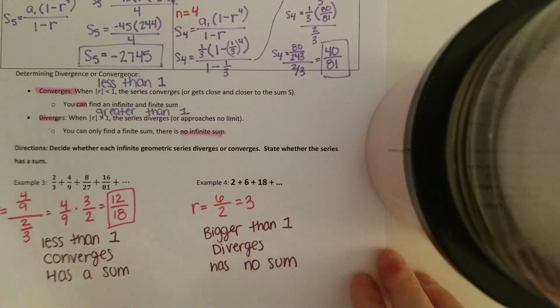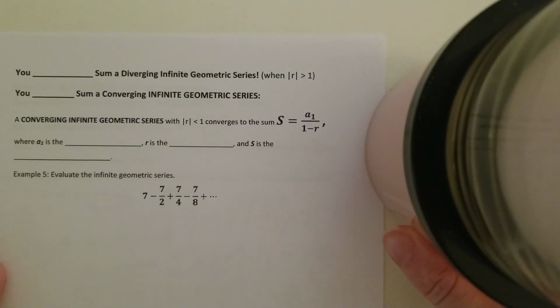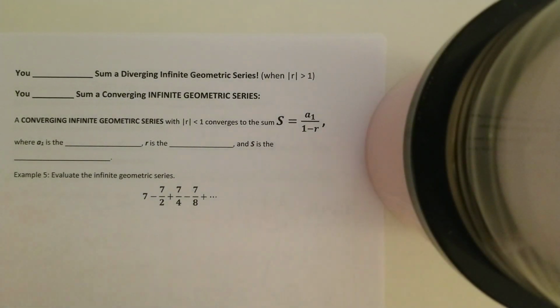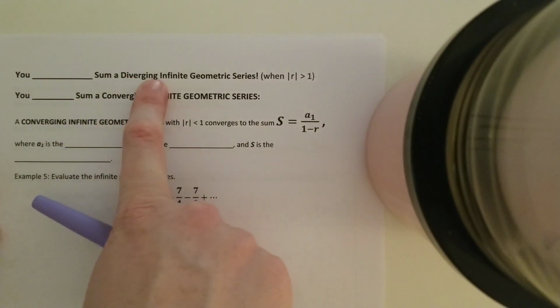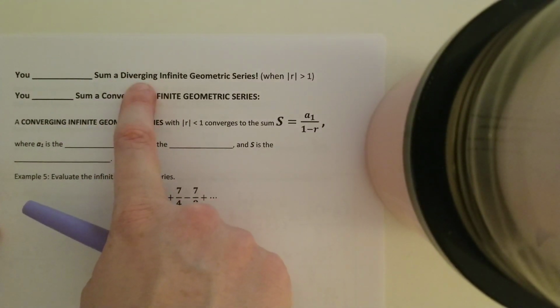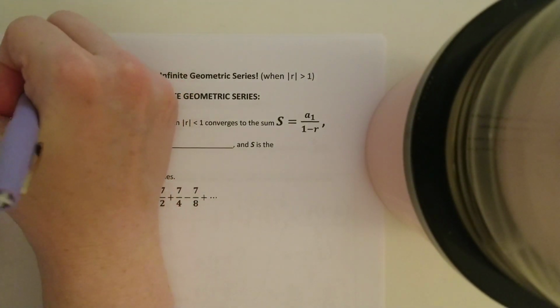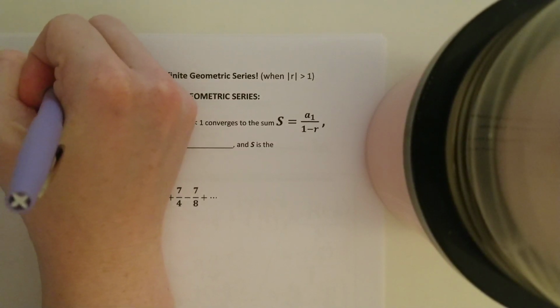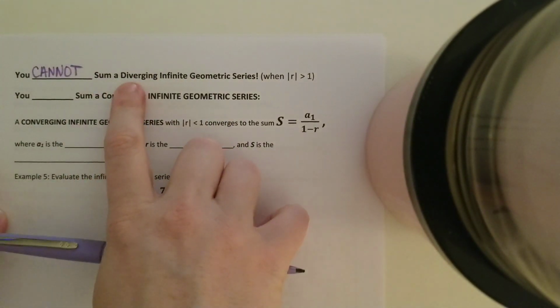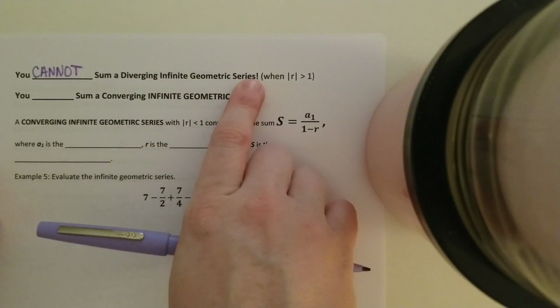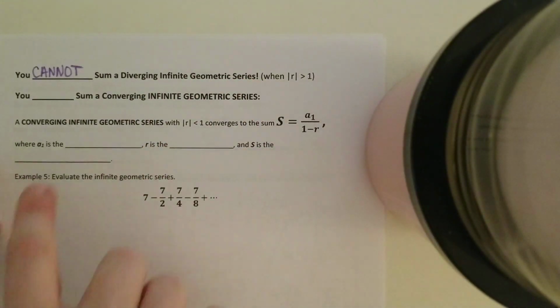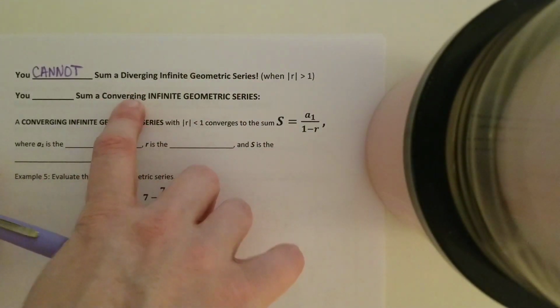All right, so we're going to flip it over to the next page. There's one last problem we're going to do. And just a little refresher at the top. So it says, you blank the sum if it's diverging. Diverging, no sum. So we cannot find the sum of an infinite geometric series. Not going to happen.